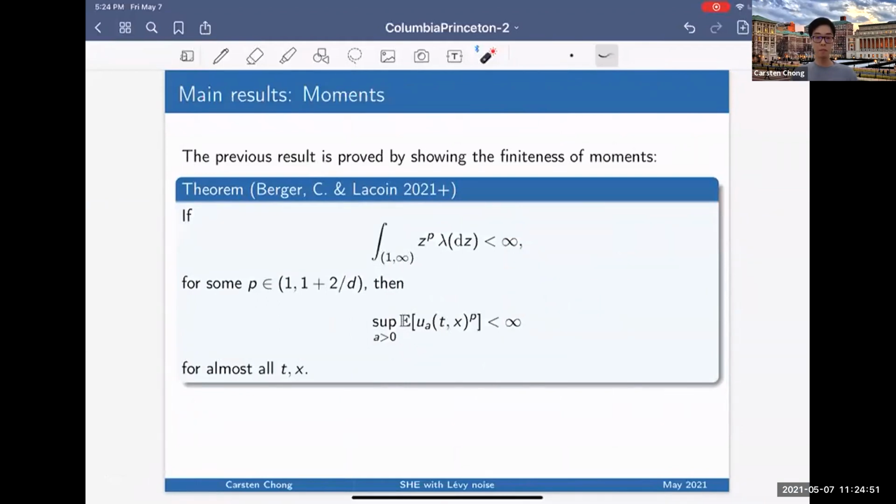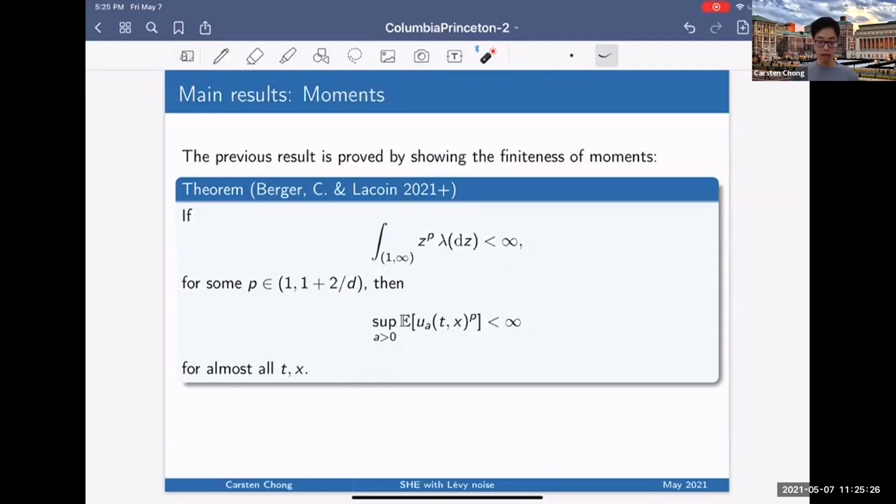This is about moments. Again, it appears to be expected, but I will comment in a minute why it's not so trivial to show. If the Lévy measure, the noise that you take, has a finite pth moment, expressed through this condition here, with p in this range, then the solutions will have finite pth moment, uniformly in A, the truncation parameter. In particular, we can pass to the limit, and we know that the limit will also have a finite pth moment.